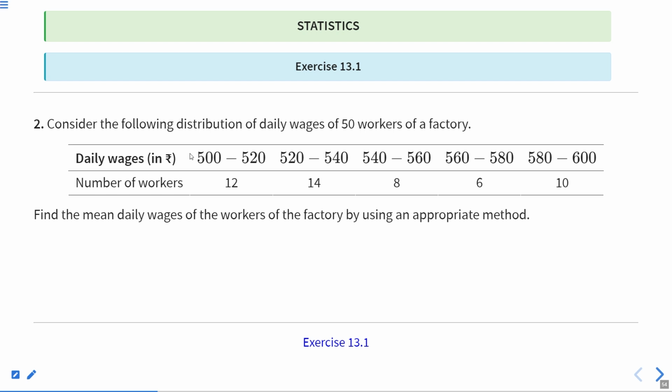So for daily wages in rupees 500 to 520, the number of workers is 12, and for daily wages 520 to 540, the number of workers is 14. For daily wages 540 to 560, the number of workers is 8, for daily wages 560 to 580, the number of workers is 6, and for daily wages 580 to 600, the number of workers is 10. Find the mean daily wages of the workers of the factory by using an appropriate method.